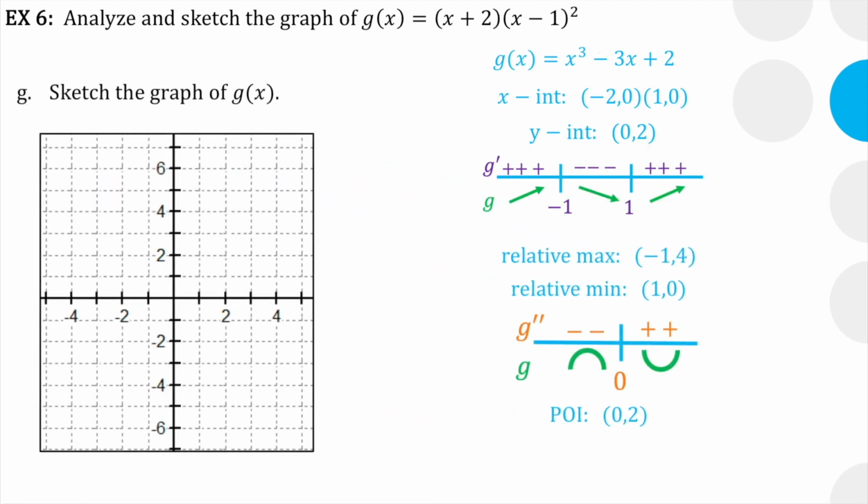Now I have everything I need to sketch the graph of g of x. So let's start by plotting the x-intercepts and then the y-intercept at (0, 2). Then we have a relative maximum at (-1, 4), a relative minimum at (1, 0), but that's already marked there. And then we have a point of inflection at (0, 2). So I'll just put an orange circle around that to keep track of what the heck I'm doing. So let's connect the dots, but just pay special attention to that point of inflection there. We did it. Let's pop some arrows on there and we're done.